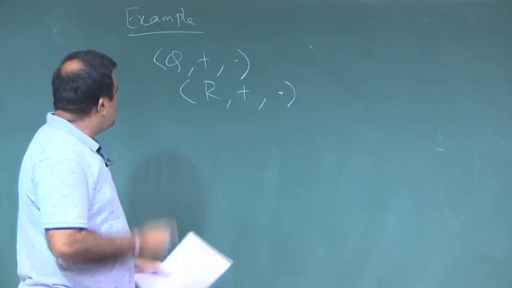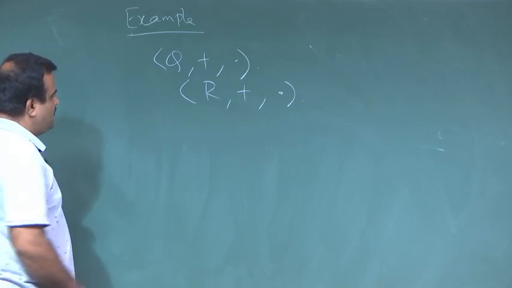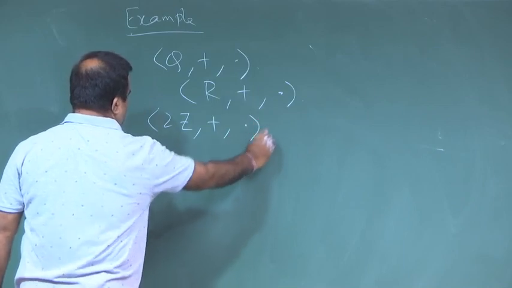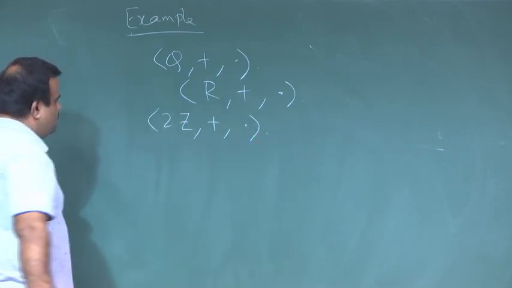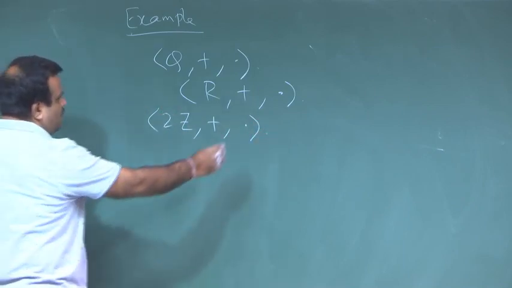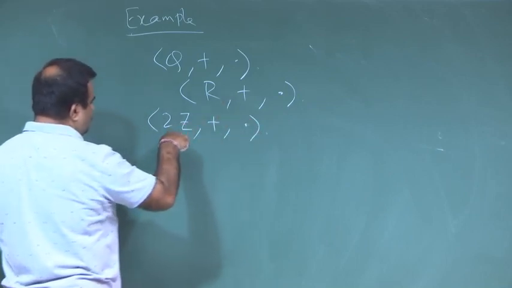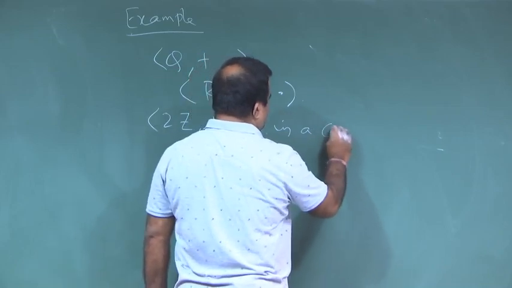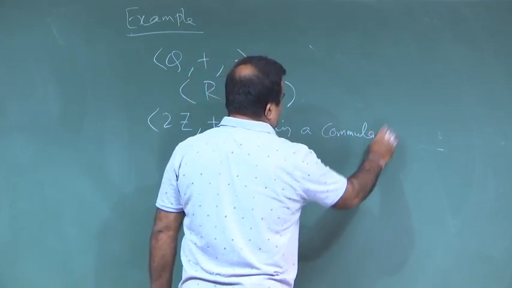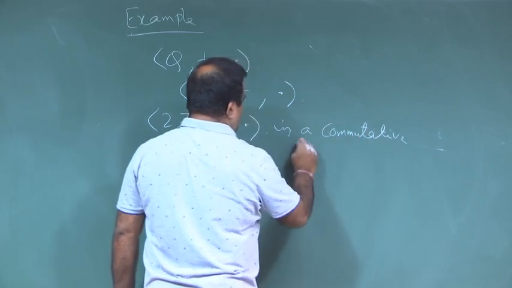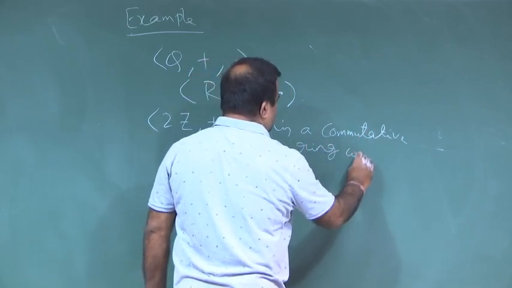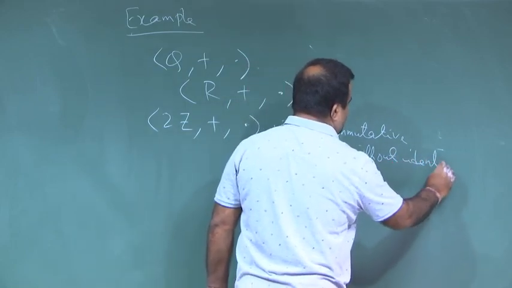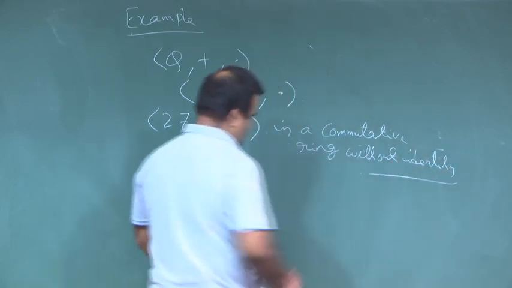Now, can you have a commutative ring without identity? Like if you take 2Z, this is a commutative ring without identity, because the identity element for dot is the real number 1, which is not here. This is an example of a commutative ring without identity element.